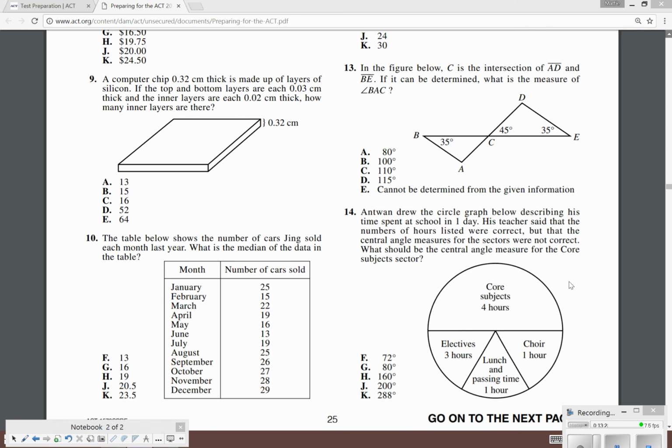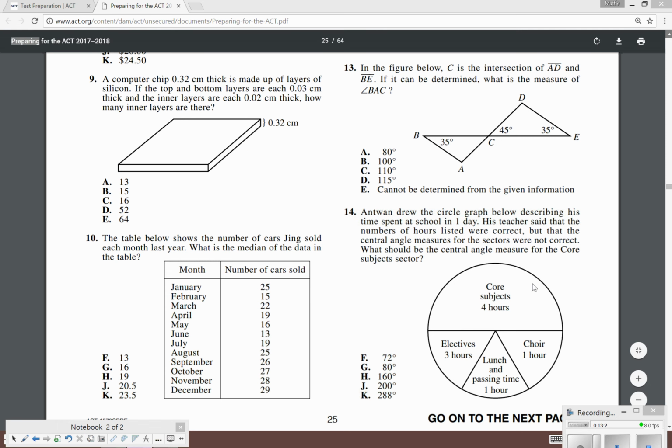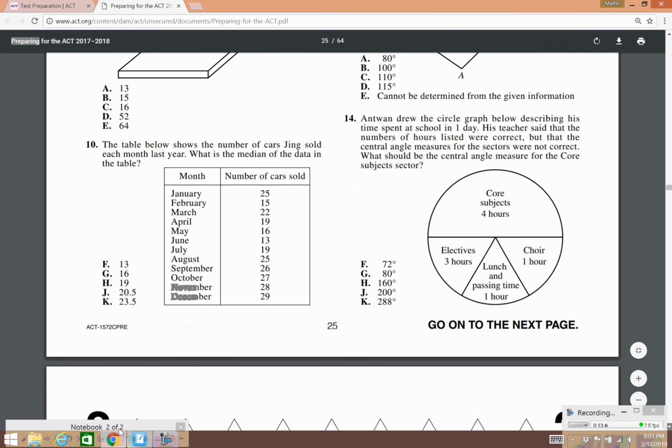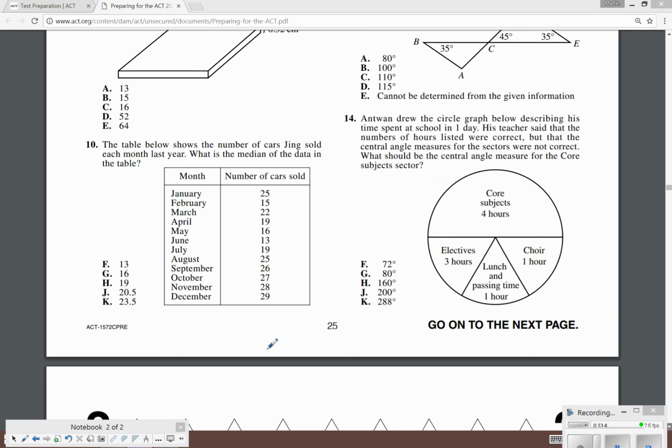Number 10 says the table below shows the number of cars Jing sold each month last year. What is the median of the data in the table? So the median represents the middle. If it helps, think of it as like the median when you're driving. The median is what separates the middle of the 2 lanes. And so we want to know the median of the data.